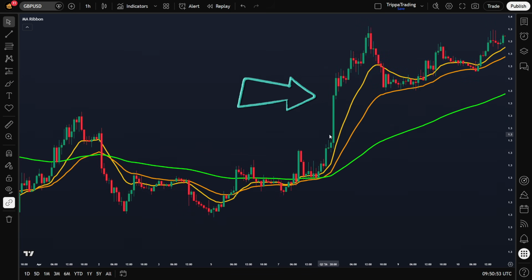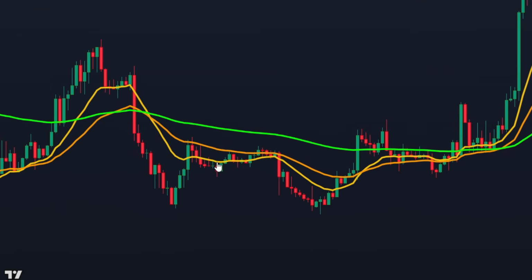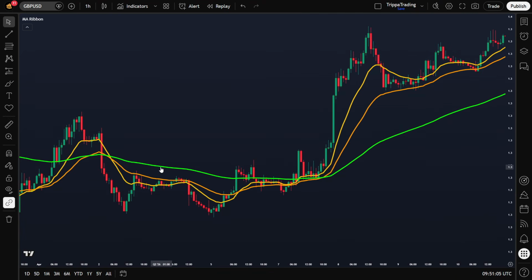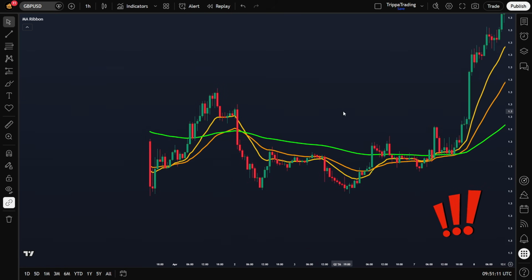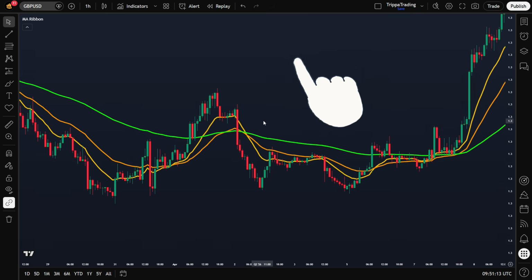Let's start with how to read the green line. When price is above the green 111 EMA, the market is more likely in an uptrend. When price is below the green 111 EMA, the market is more likely in a downtrend. So the first thing we watch for is price crossing from one side of the green line to the other side. But this is very important. We do not trade the first cross alone. That would be too risky.